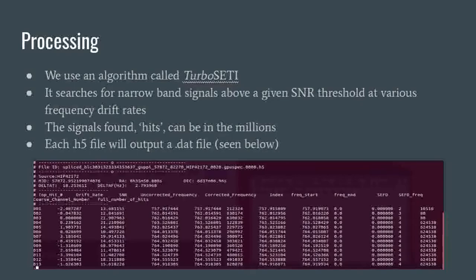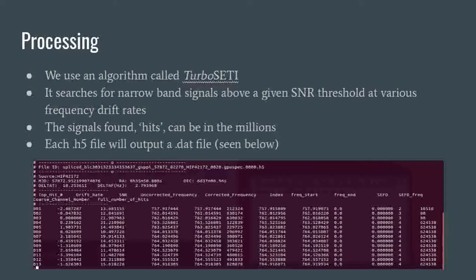The processing step, like I said, involves searching for narrowband signals. To be a little more specific, though, it involves searching for narrowband signals above a given SNR threshold at various frequency drift rates. Now, I'll break that down a little bit. SNR stands for signal-to-noise ratio, and that means that we're looking for narrowband signals whose power relative to the noise of the observation is above a given threshold. These thresholds can range from anywhere between 10 to maybe even 50.